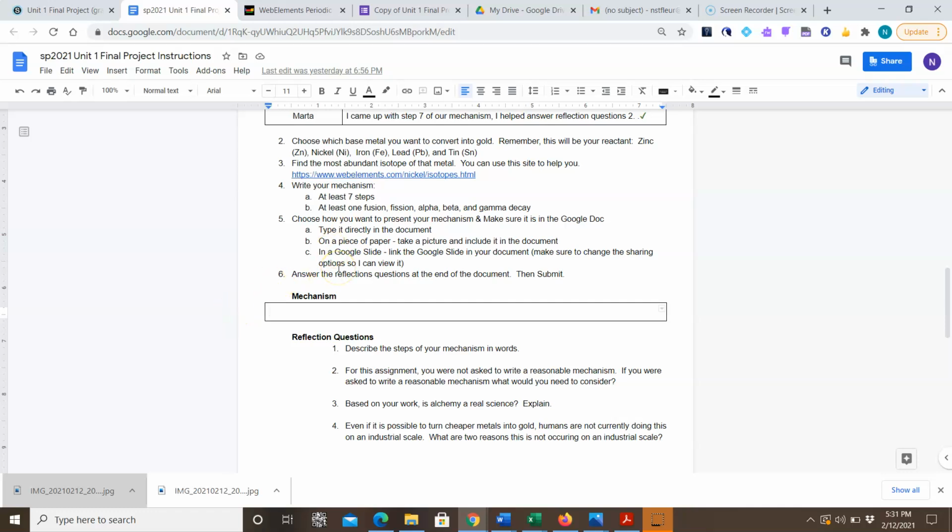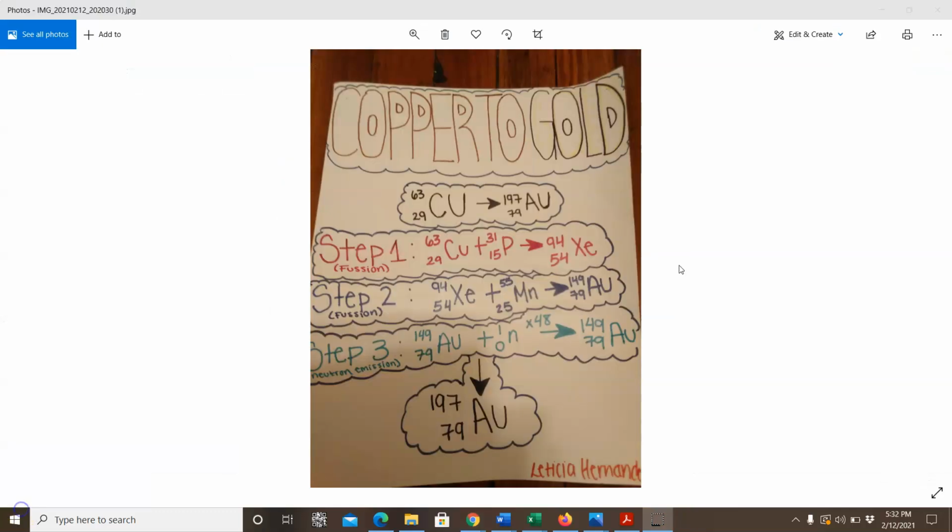It's not quite what you ought to do because this person did the reaction in only 3 steps, not 7, but it gives you a sense of what I'm looking for. So here's an example of a mechanism that a student did last year, and this student used copper 63. Now you all cannot use copper 63, but you can use any other type of the base metal, like the zinc, the nickel, whatever. So copper 63 to gold 197, and they did it in 3 steps.